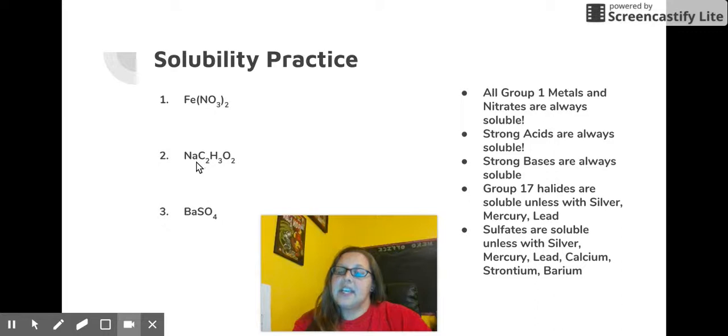But what we will see is that since sodium is a group 1 metal, it will always be soluble. So this compound will also be classified as soluble, and we'll see a little AQ beside it.